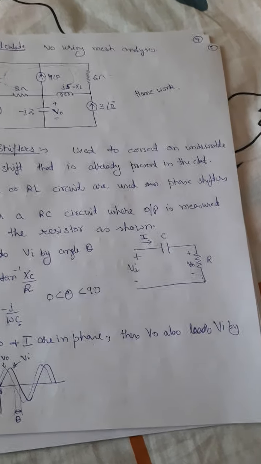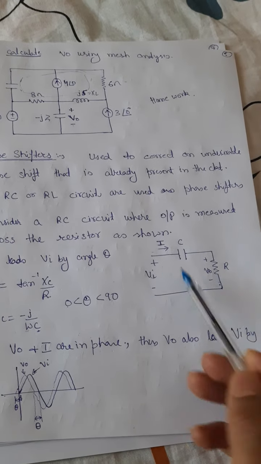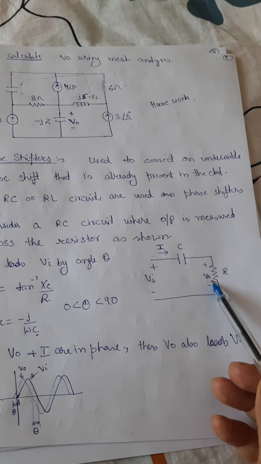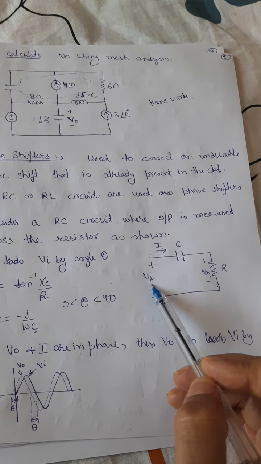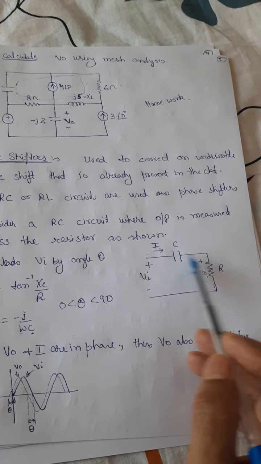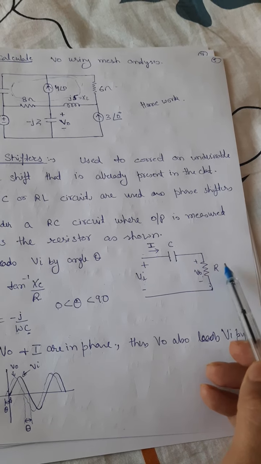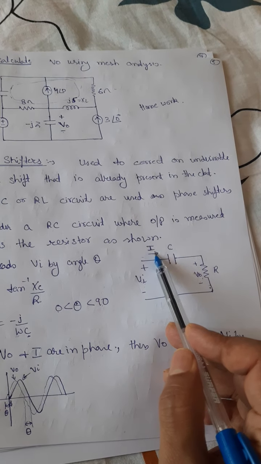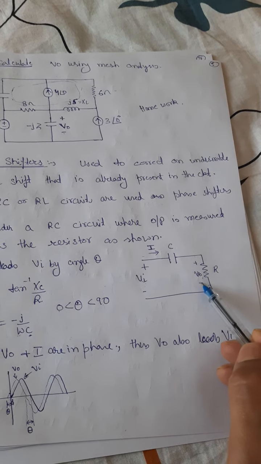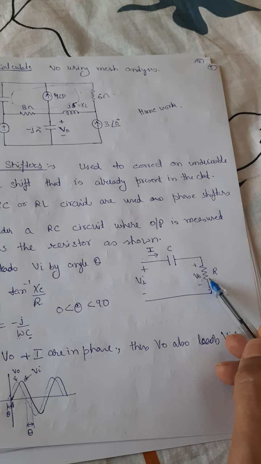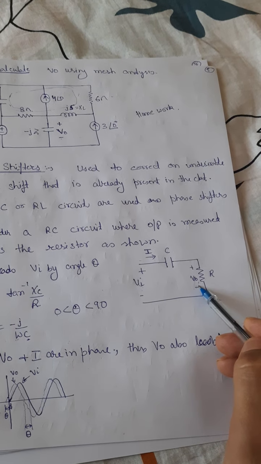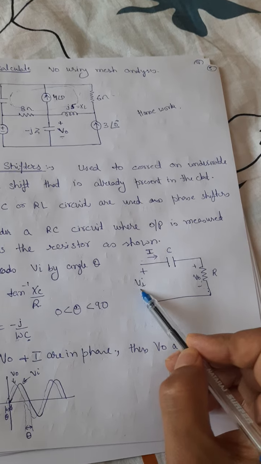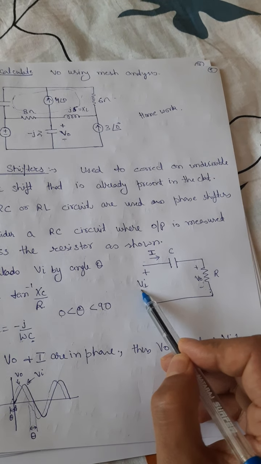Suppose in this circuit, you can see this is the input voltage, this is the output voltage. The current I will lead the input voltage by some angle, I am saying theta. But the drop V0, which is the drop across the resistor, will be in phase with this current, because output is taken across the resistor. In case of a resistor, current and voltage are both in phase. So if current and voltage here are in phase, and this current is leading the input voltage, this voltage will also lead the input voltage.